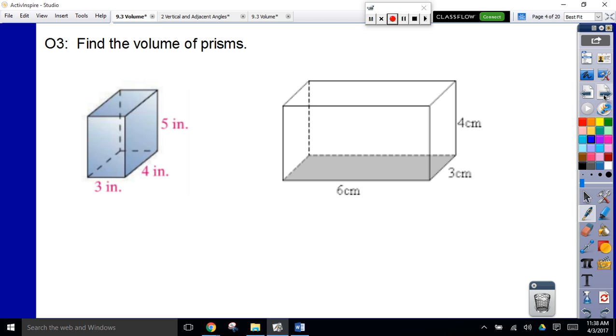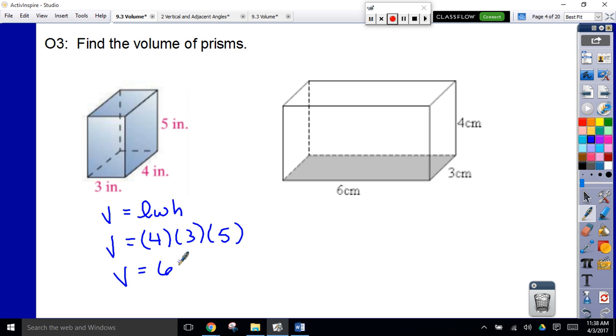Our formula for volume of a rectangular prism is just length times width times height. So we just take 4 times 3 times 5, which is 60. And we put a little number 3 up there to show that we're working in 3 dimensions, and we call those cubic inches. So 60 cubic inches, meaning 60 cubes that have 1-inch sides would fit inside of that shape.